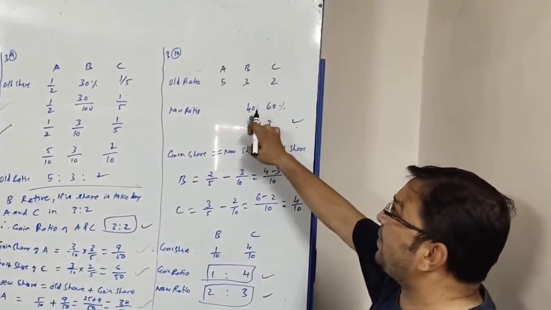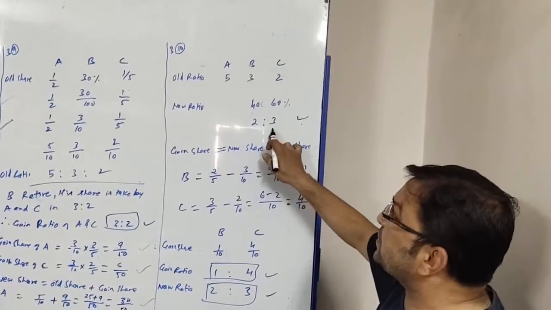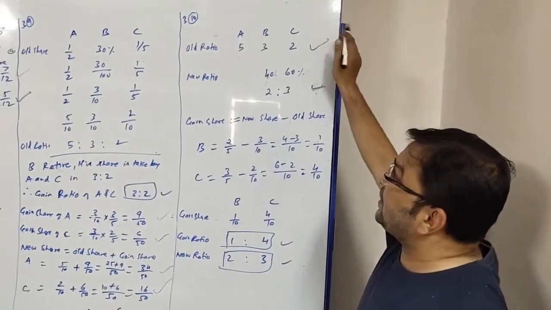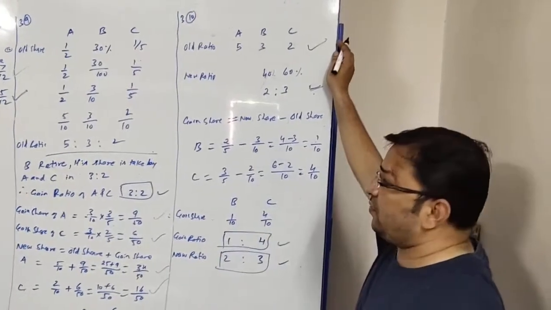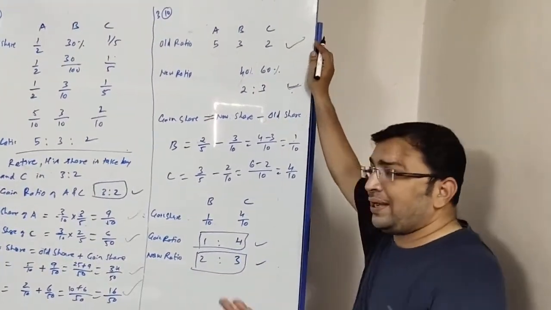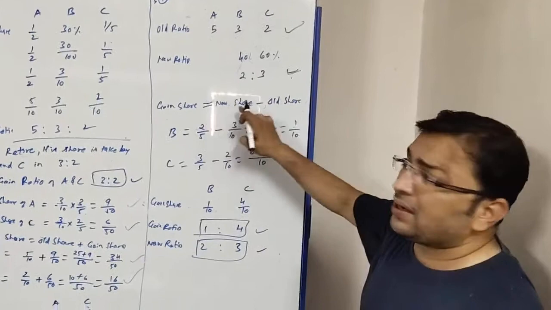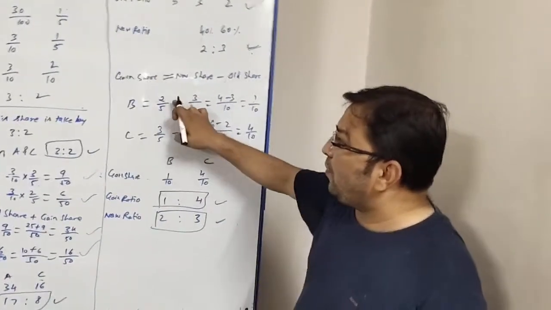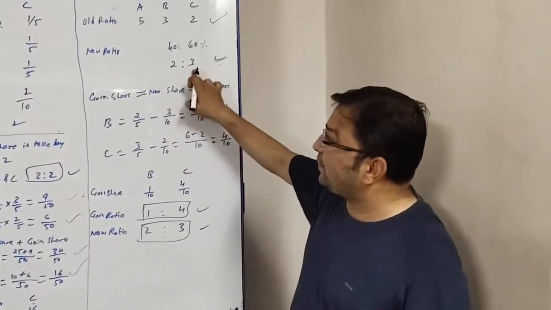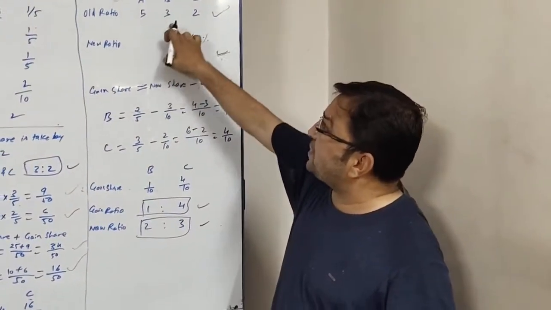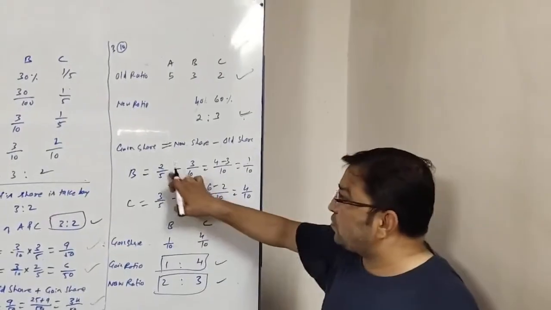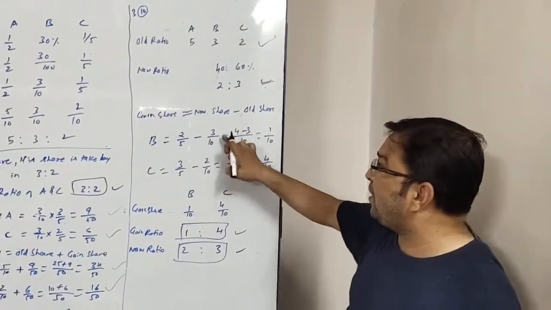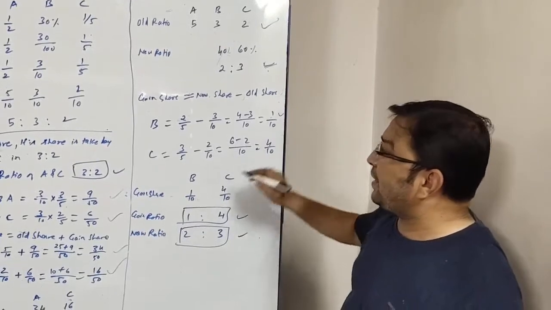We will divide this by 20, giving 2 is to 3. So 2 is to 3 is the new ratio and 5, 3, 2 is the old ratio. We very well know now how to find gain share. Gain share is new share minus old share. So B's new share is 2 by 5 and his old share was 3 by 10. So 2 by 5 minus 3 by 10, 10 will be the LCM, 5 into 2 is 10, 2 into 2 is 4, minus 3, so 1 by 10.